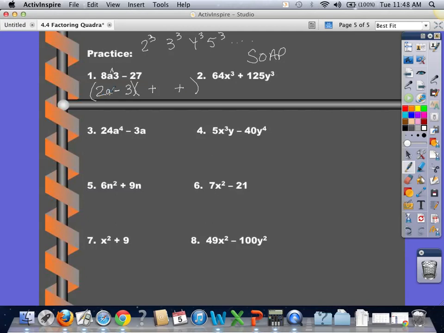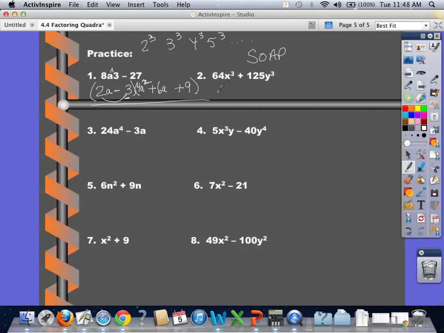So what is 2a squared? That's going to be 4a squared. Right? Multiply these two together. 3 times 2a makes a 6a. And then square the back end. 3 squared is 9. So this one now is factored, just like that.